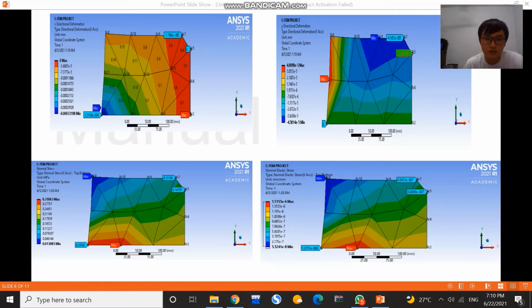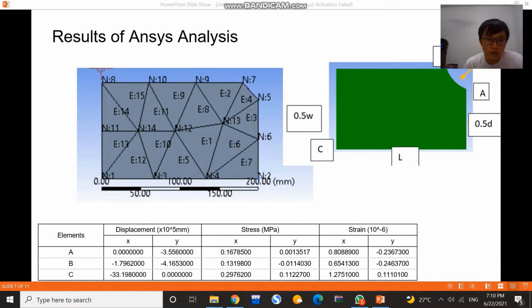Next, the results of the x-directional displacement and y-directional displacement, the stress in the x and y directions, and the strain in the x and y directions are shown here. So these are the results for points A, B, and C in displacement, stress, and strain.